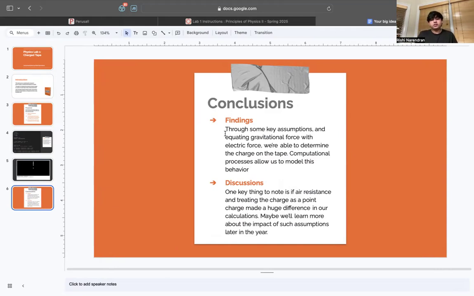One key thing to note is that as a lab group, we definitely had some questions about how air resistance plays into things and how some of the assumptions we're making can impact the data. When we're dealing with stuff on such an atomic level, does ignoring air resistance matter? And when we assume that things concentrate at a point charge, does that matter? We didn't really know that, and I think that maybe further in the class we'll learn about how some baseline assumptions can hamper the accuracy of the data and to what extent it can.